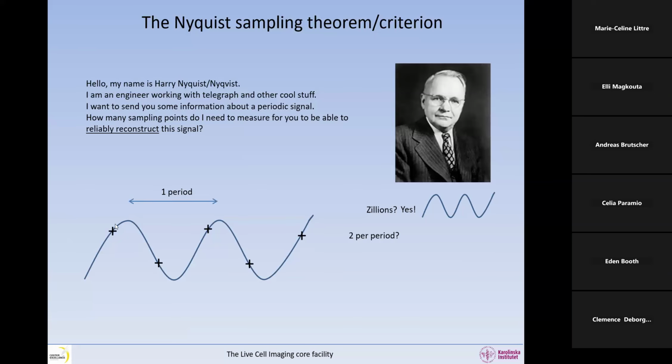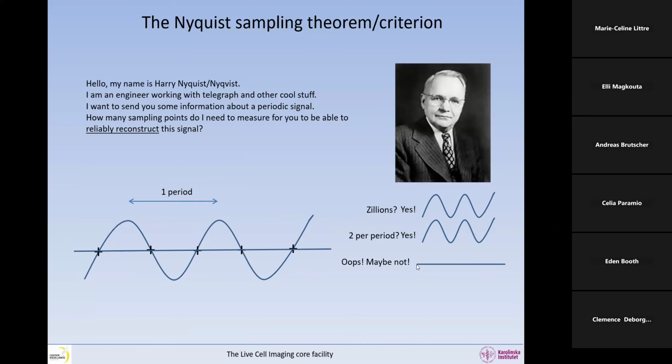What if I take only 2 per period? Because this is a periodic signal. What if I take only 2? Yes, you should be able to reconstruct it that way. Well, it depends, because if you're unlucky and all the points end up on a straight line like this, you will think that this is what the signal looks like, and that will clearly not be reliable.